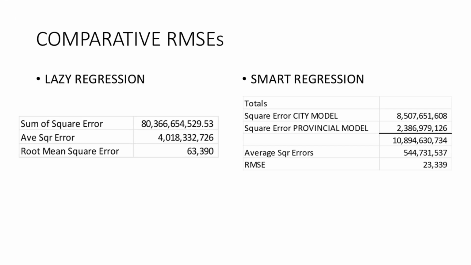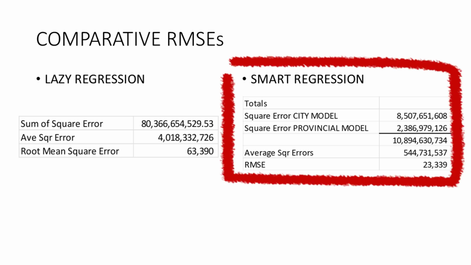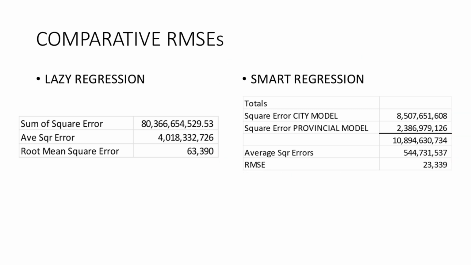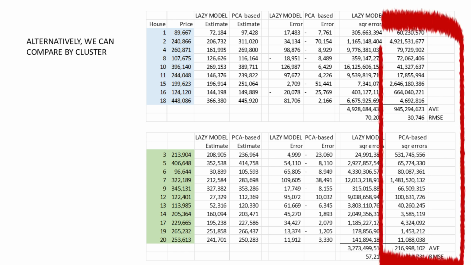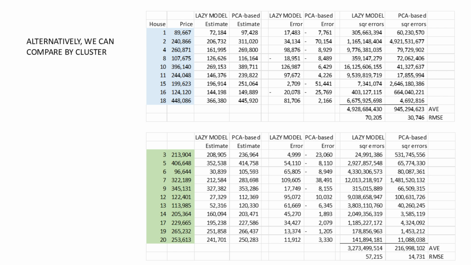Taking a look at the side-by-side comparison of the lazy regression versus smart regression, we see that the RMSE of the smart regression is smaller, so this will be the preferred model as it indicates a lower error number. Alternatively, we can get the RMSE per cluster, and still the smart regression shows lower RMSEs, so it would really be the preferred model for predicting prices.